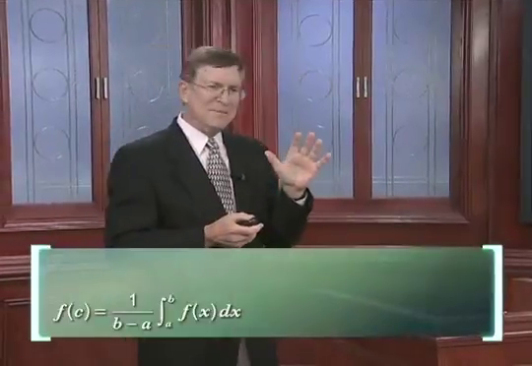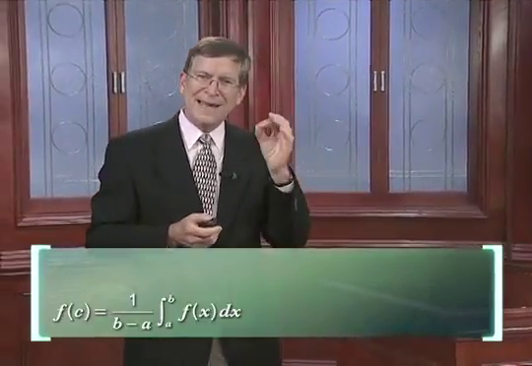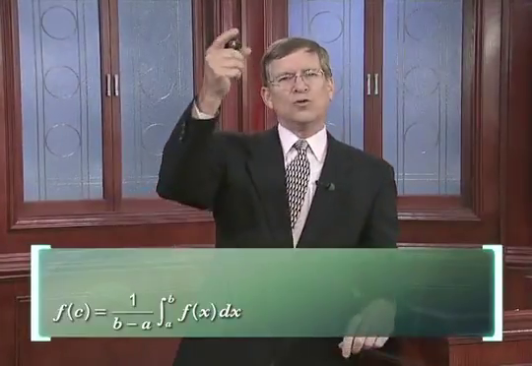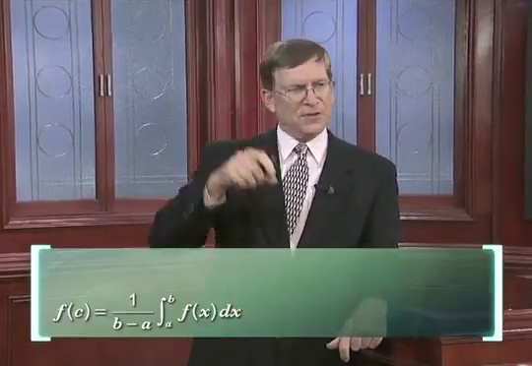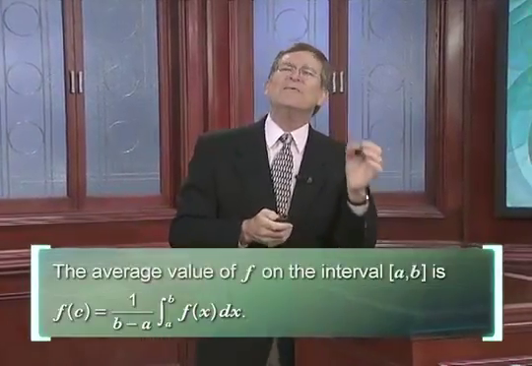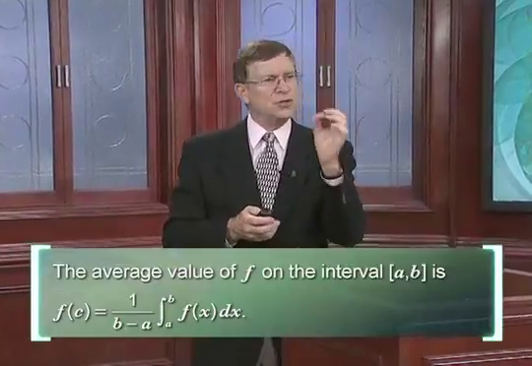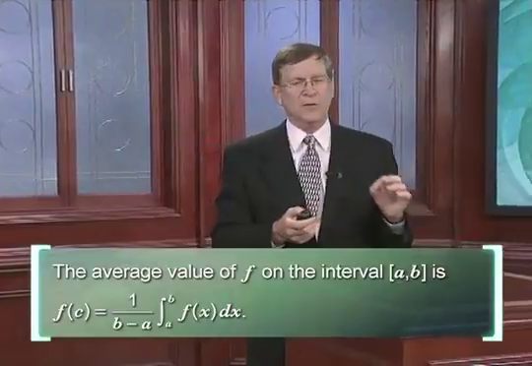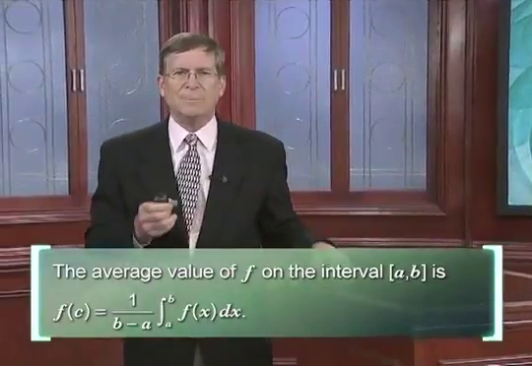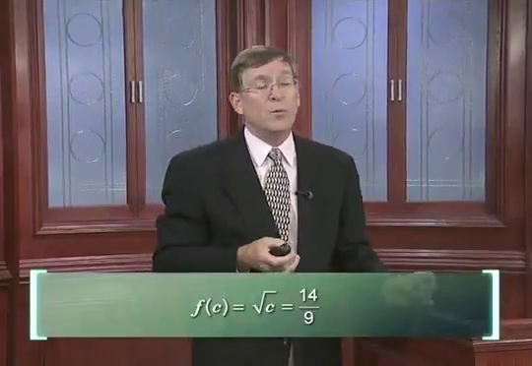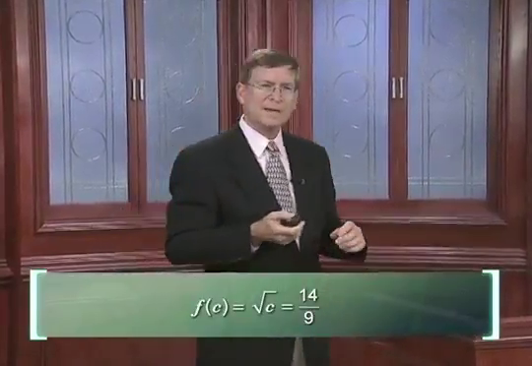We like to say with this theorem that f of c, which is part of that theorem, equals 1 over b minus a times the definite integral. We like to say that f of c is the average value of the function f on that interval. That's the definition of average value. In our case, in the previous example, f of c is the square root of our c value, so it's 14/9. Now let me try to interpret this a little bit.